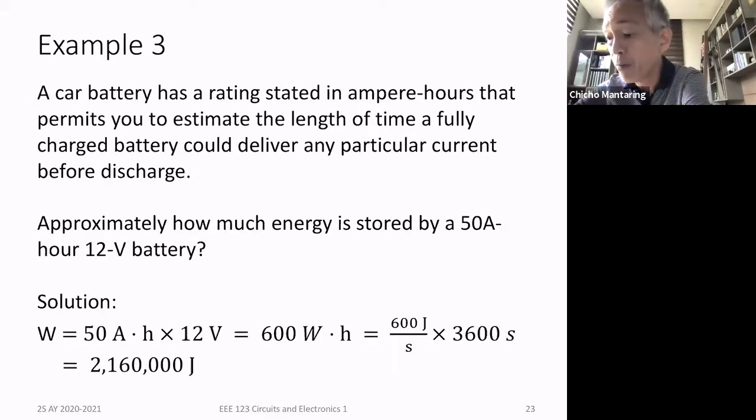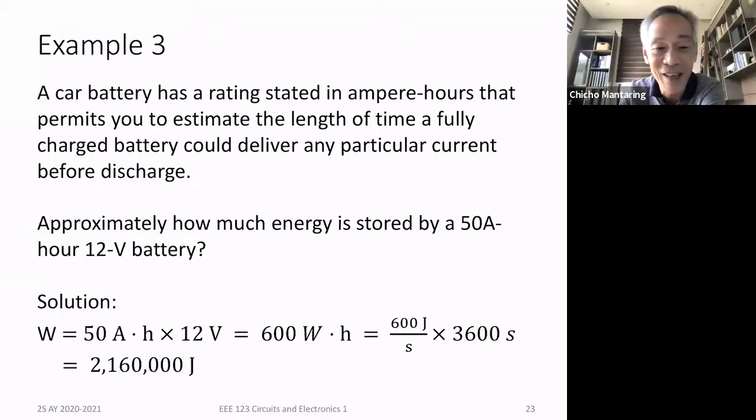Here's an example. A car battery has a rating stated in ampere hours that permits you to estimate the length of time a fully charged battery could deliver any particular current before discharge. Maybe you're not used to ampere hours, but you're probably used to milliampere hours. I'm sure a lot of you have those chargers for your cellphones when you run out of battery. Power banks, yeah. Thank you for that, Sophia.